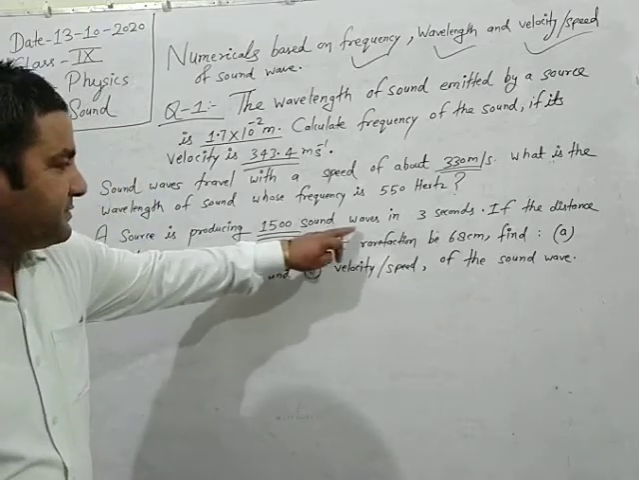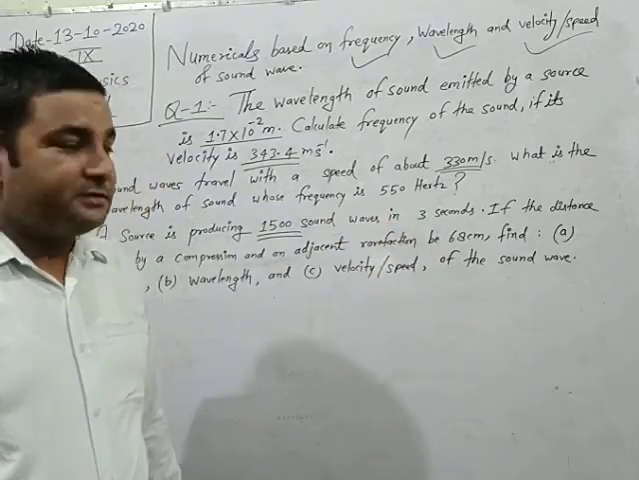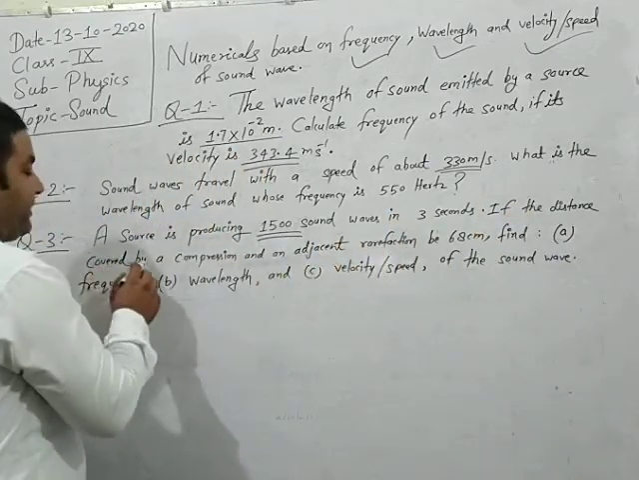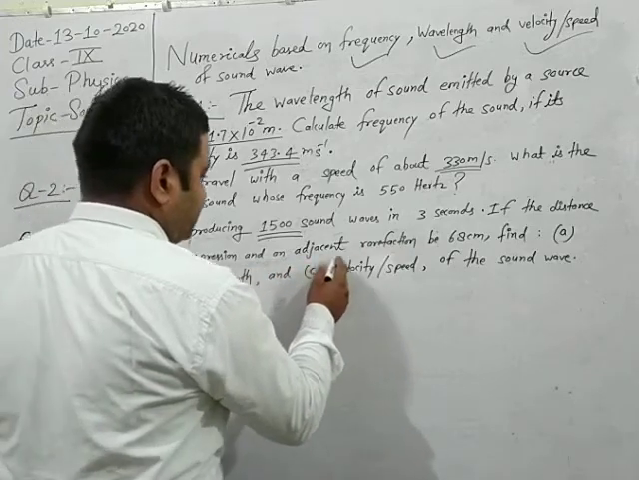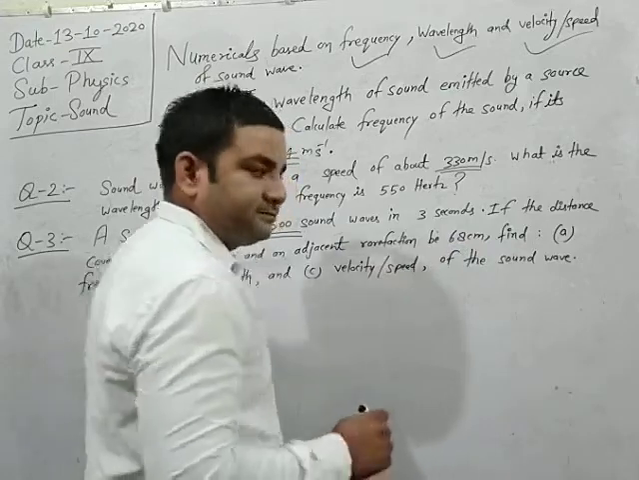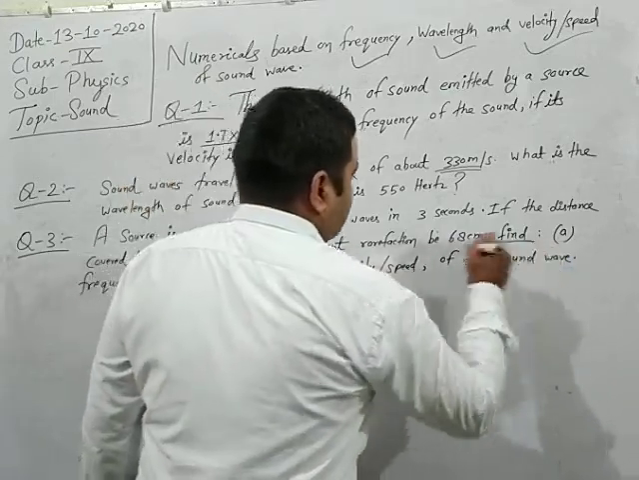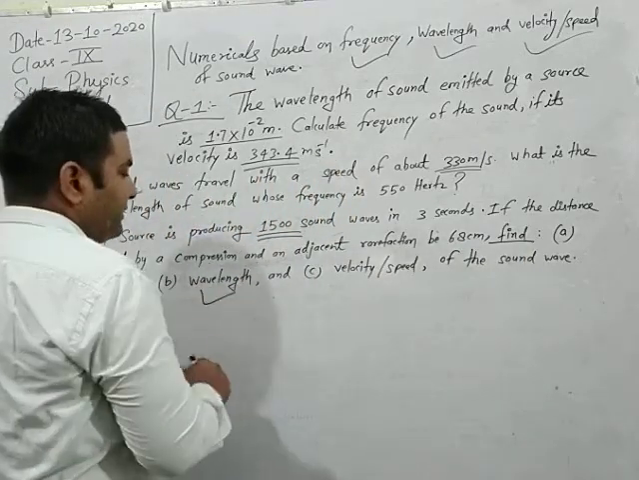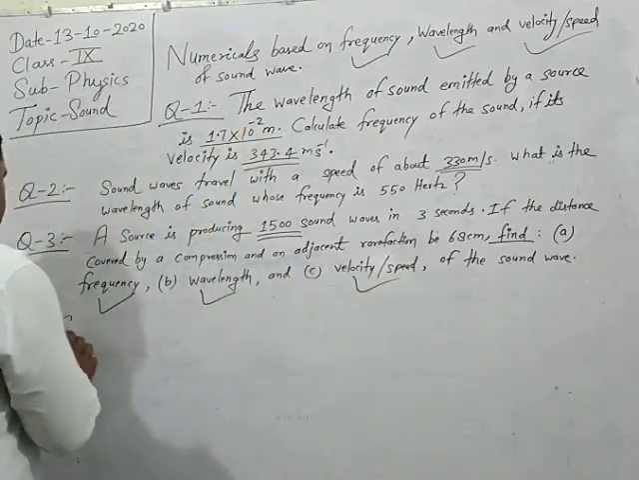1500 sound waves in 3 seconds. In 3 seconds, if the distance covered by a compression and an adjacent rarefaction is 68 centimeter, then we have to find out: A, frequency; B, wavelength; and C, speed or velocity. Let's see the solution of this one.